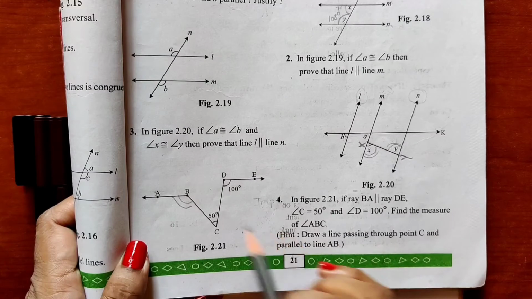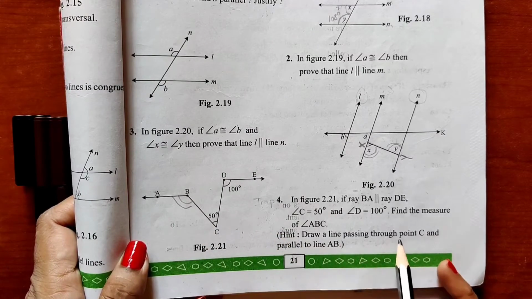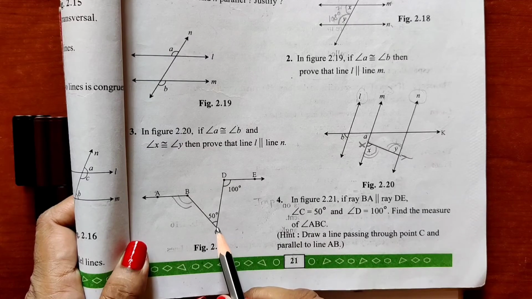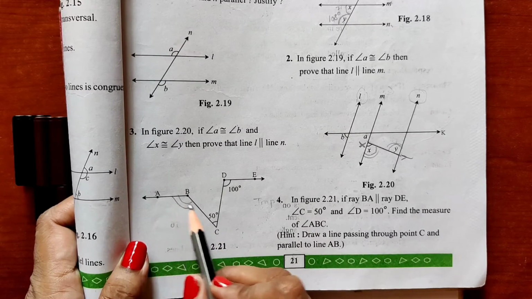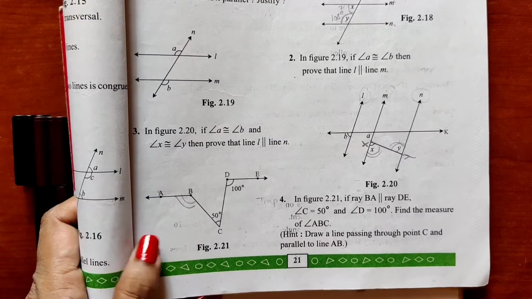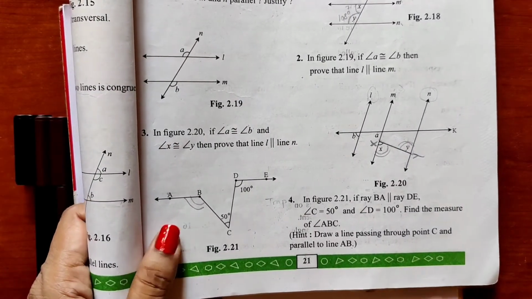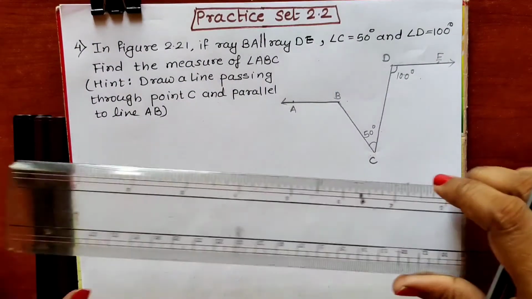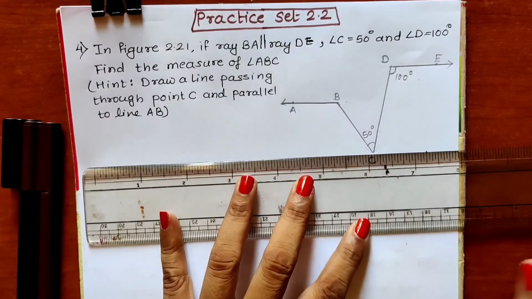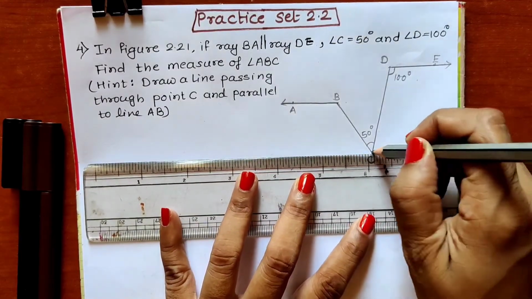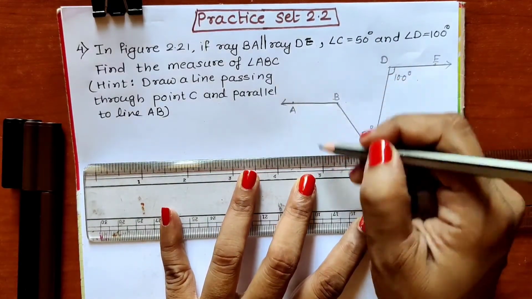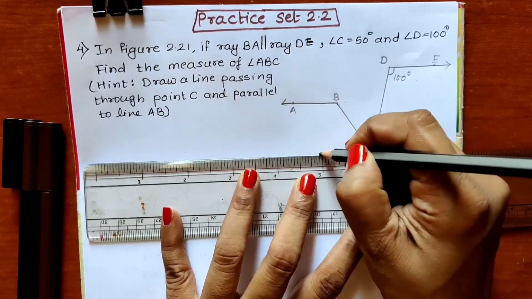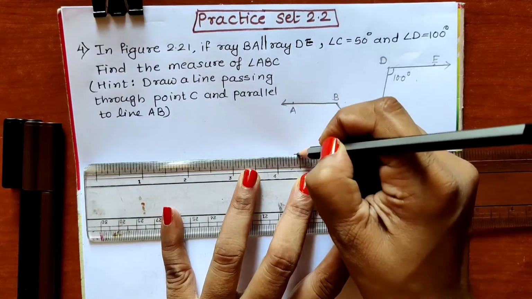And a hint is given to solve the sum. Draw a line passing through point C and parallel to line AB. We will have to draw a line which passes through point C and which should be parallel to line AB or ray AB. So let us first draw it and then we will solve the sum. So I will be drawing a ray which passes through point C. It's not a ray, it will be a line, and it is parallel to line AB. I will be drawing the full line like this, a dotted line.